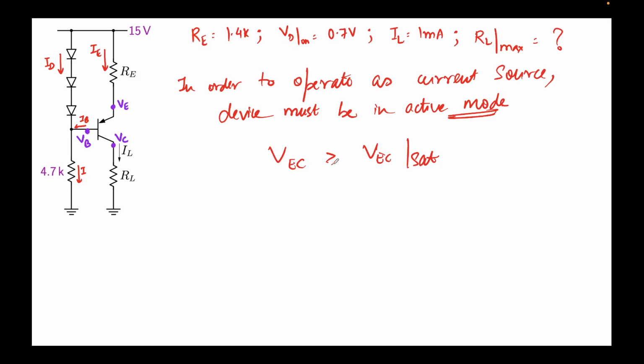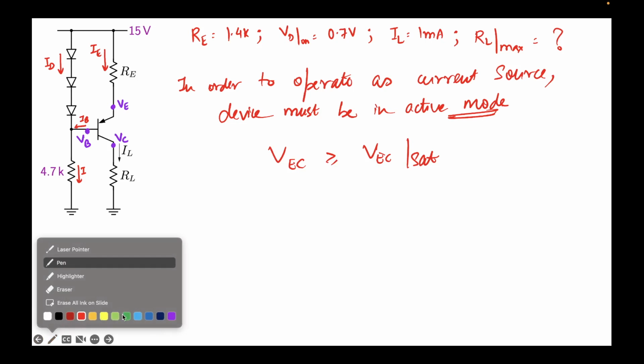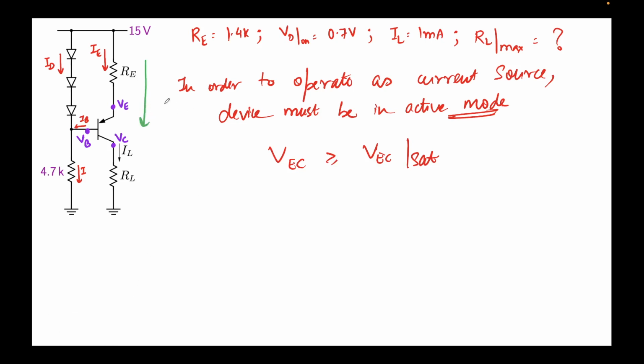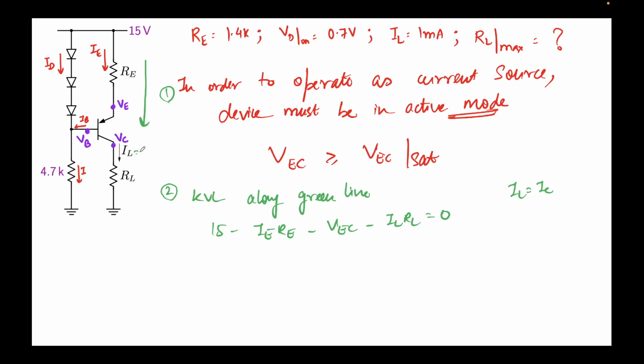So now, to utilize this information, we'll apply KVL along this line, along the green line. Let's do that. It will be 15 minus IE RE minus VEC minus IL RL equals 0. Note that IL is nothing but IC, and this is also equal to IE, assuming beta is high. So if we write everything, IE times RE plus RL is equal to 15 minus VEC.